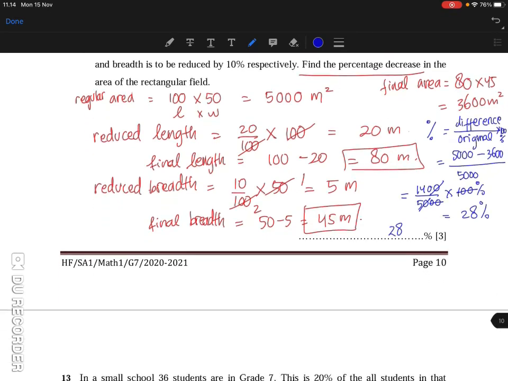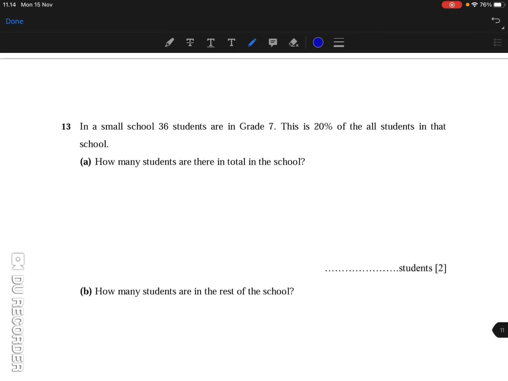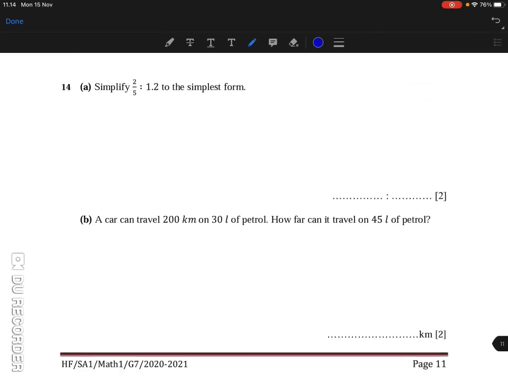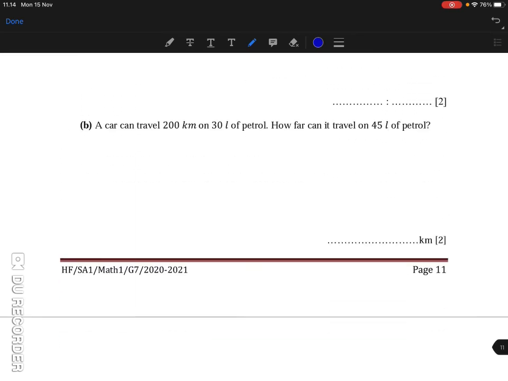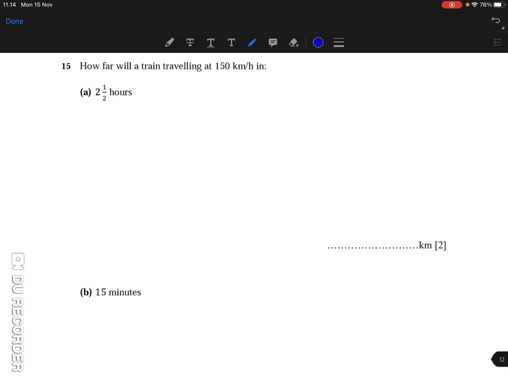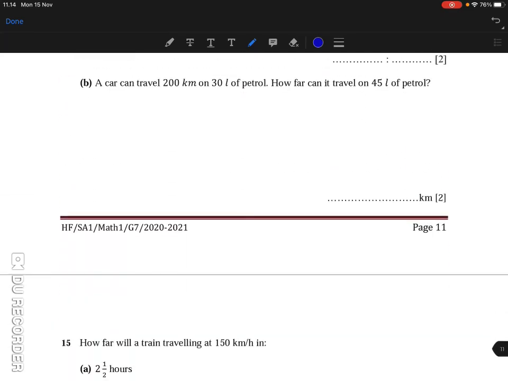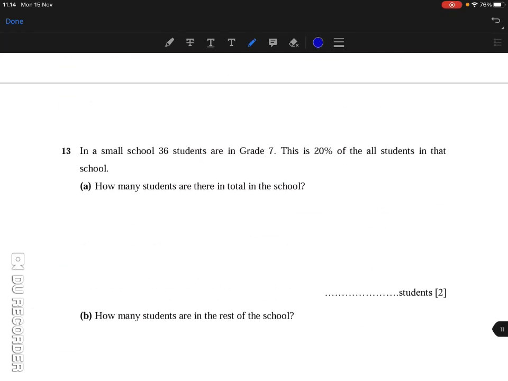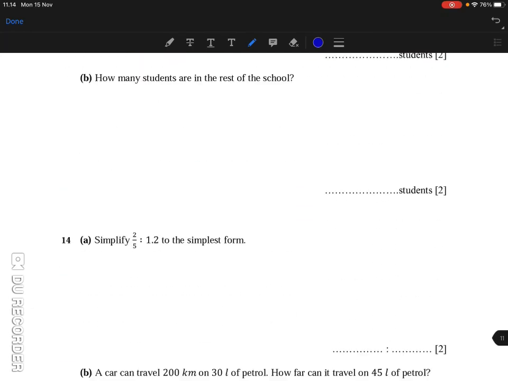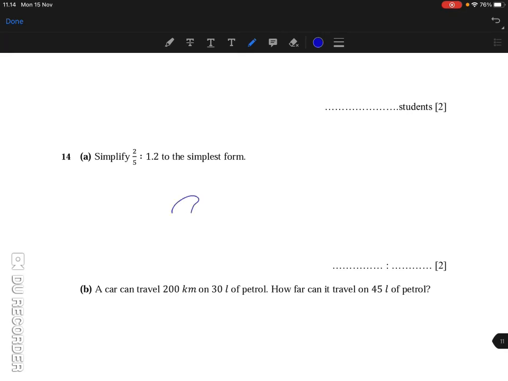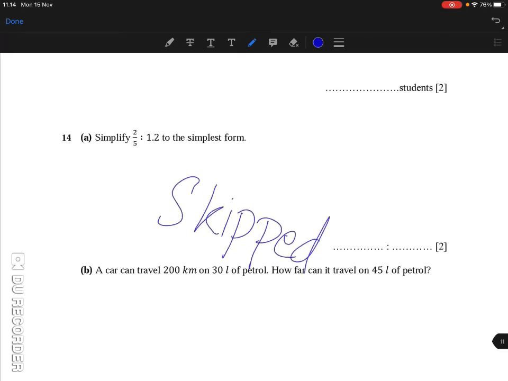Let's see the next, number 13. Alright, because the ratio is not included in our syllabus, so we are going to skip this number 14 and 15. Now let's move on to this number 13. This one is skipped. It's going to be in term 3. This one also skipped.